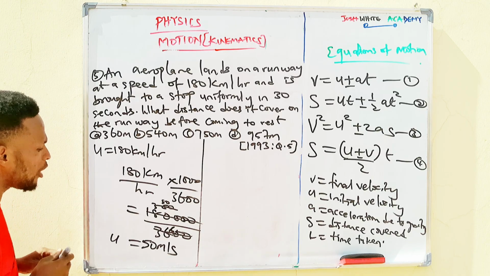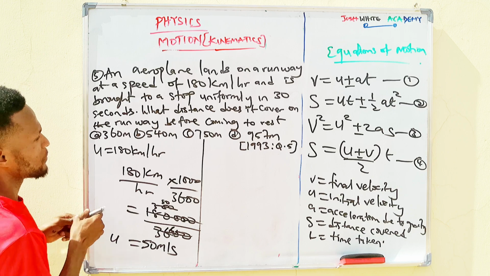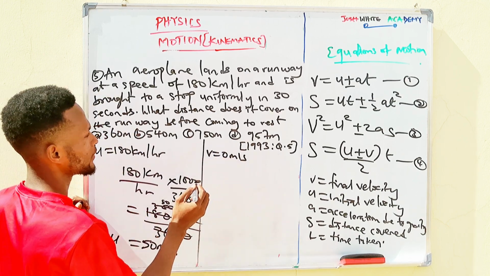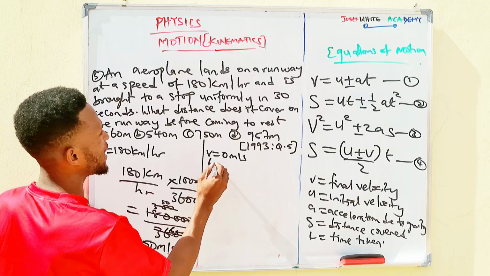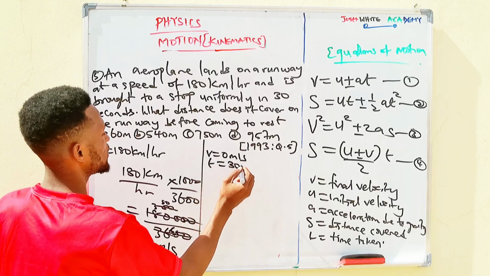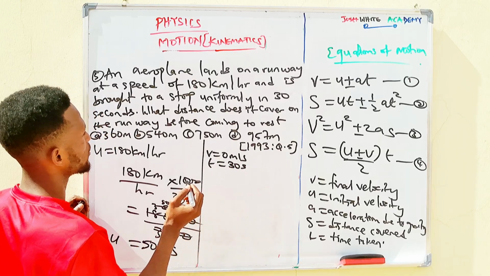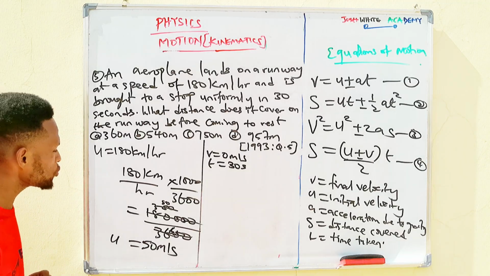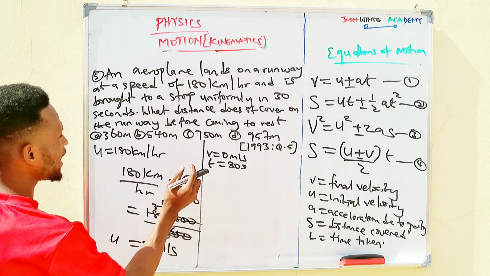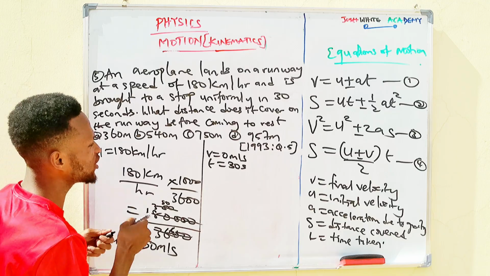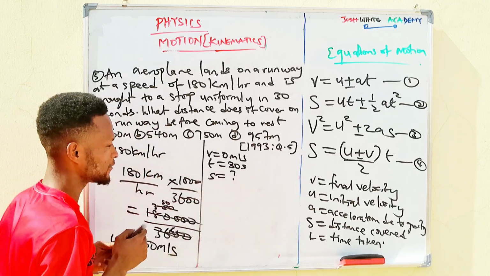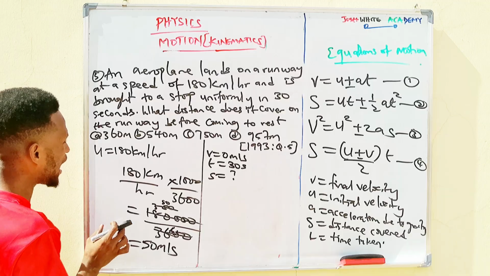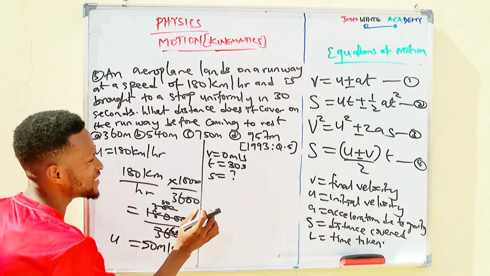So our other data, our V is 0 meters per second. Our time is 30 seconds. So that's all we were given in this question. So that means we have U, V, and T, and we have been asked to find distance. So that means we have U, we have V, we have T, and we have S.